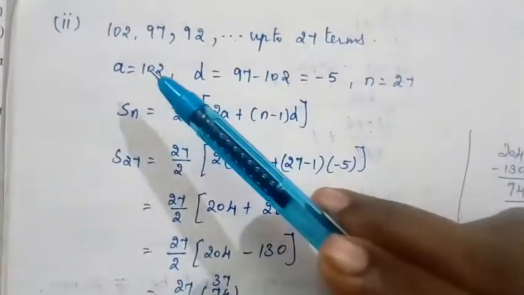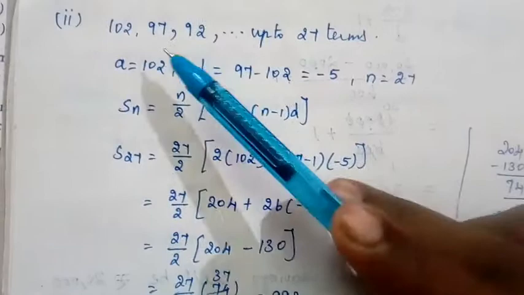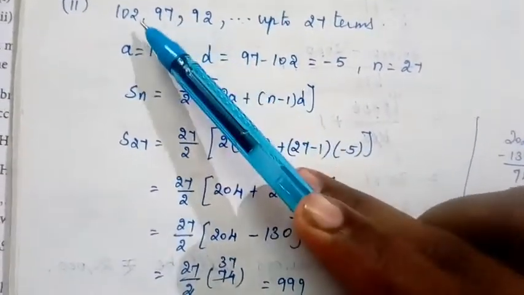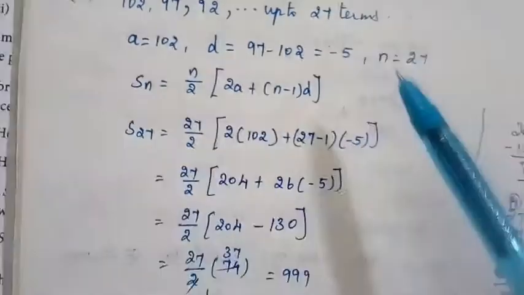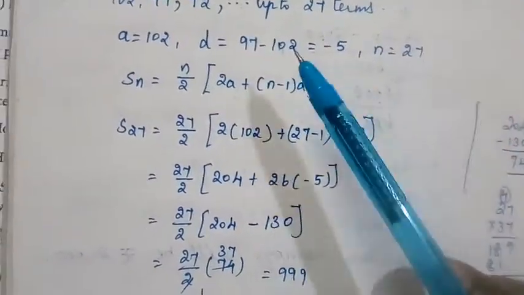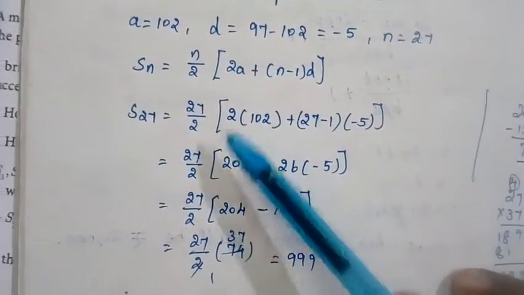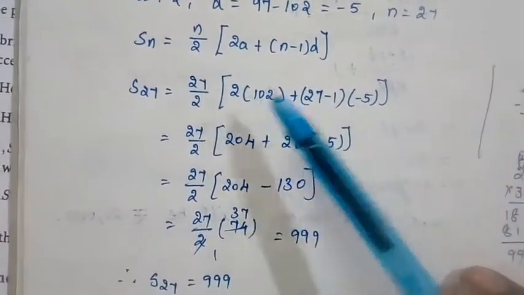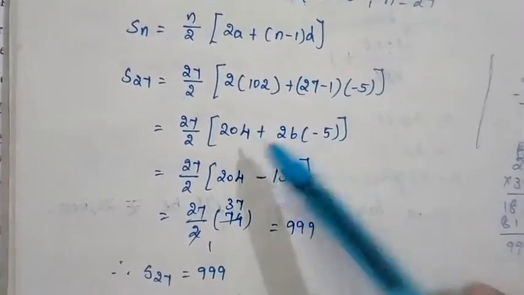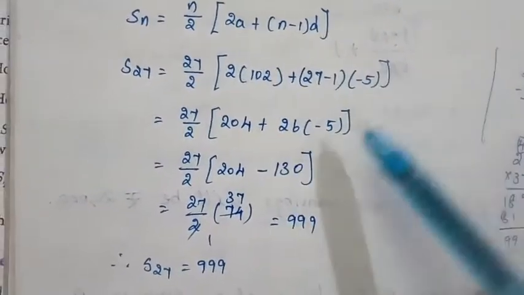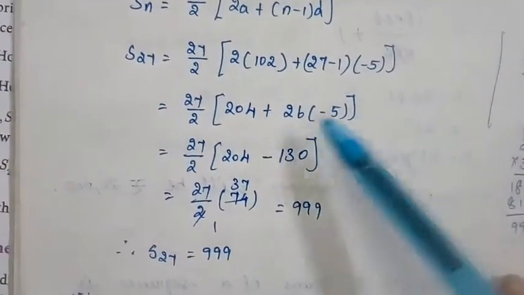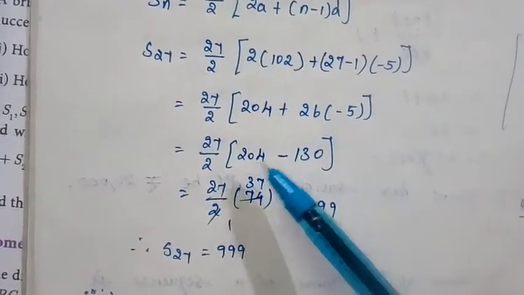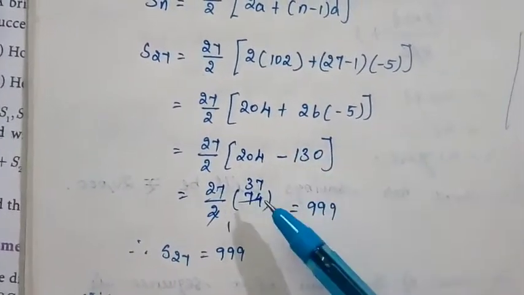The second problem is the same as the first problem. The a value is 102, and d is the second term minus the first term. It is a decreasing series, so that is 97 minus 102, which is equal to minus 5. n equal to 27. In the same way, substitute in the formula: n is 27, a is 102, d is minus 5. 2 into 102 is 204, plus 27 minus 1 is 26 into minus 5. Multiply these two, that is minus 130. So 204 minus 130, simplify this, that is 74.